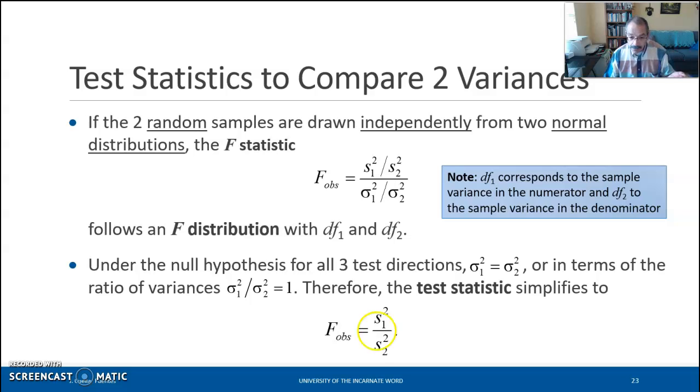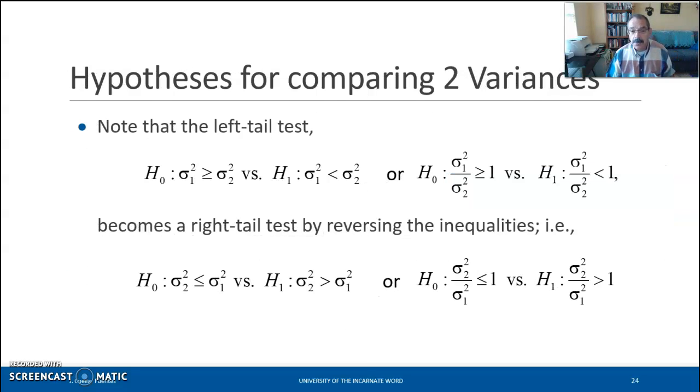The variance in the denominator has its own degrees of freedom, and those will be the degrees of freedom of the denominator. The variance in the numerator will go with the degrees of freedom of the numerator. So we need to keep track of which variance is in the numerator and which variance is in the denominator.